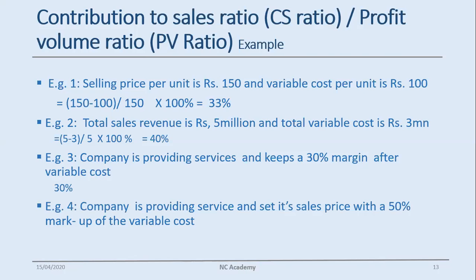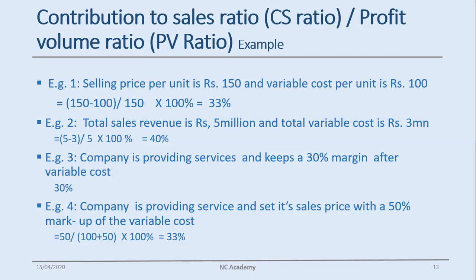Second one: the company is providing services and sets its sales price with a 50% markup on the variable cost. This is different. This is where your variable cost is 100 and you add a 50% markup to arrive at the sales price. In this case, your sales price is 150 and your contribution is 50. So you are making 50 contribution for 150 sales price. That's equivalent to 33%.